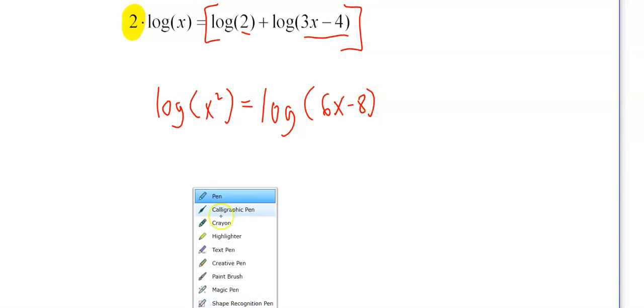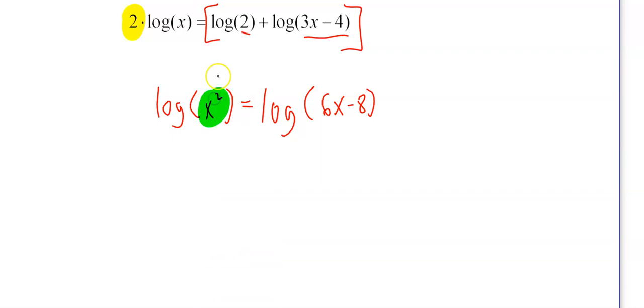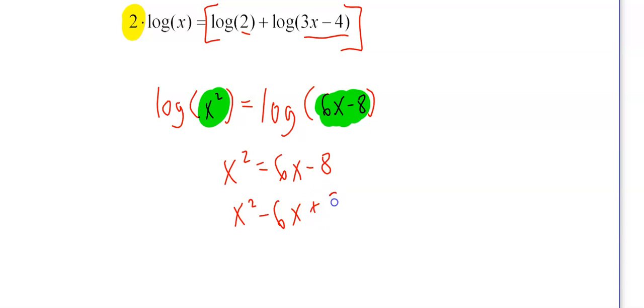This is not really like an official property. It's not listed anyway. But basically we're saying this. Log of something equals log of something. What must be true about those two things? Just logically, right? The logs are inconsequential at this point. I know that x squared must equal 6x minus 8. Those things must be equal because they're set up that way. Let's subtract 6x, add 8, so we get x squared minus 6x plus 8 equals 0.